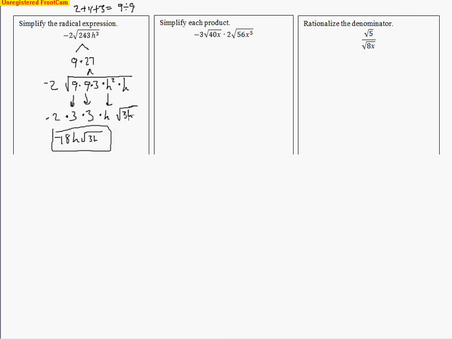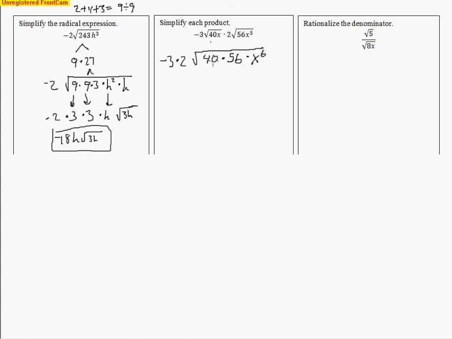So moving on to the next problem, what we see is a product. It's the same problem we had here, except we're multiplying another radical by it. Now, what's a little different here is I'm going to look for common factors, because I can rewrite this using the commutative property, the negative 3 and the 2, and then I can write it underneath one big radical sign, 40 times 56, and then I'm going to combine these x's. The reason is because if I do, I get an even exponent, and that's a perfect square.